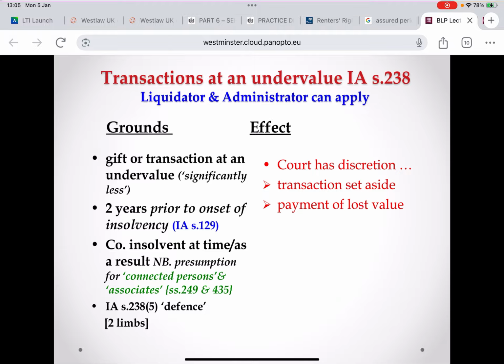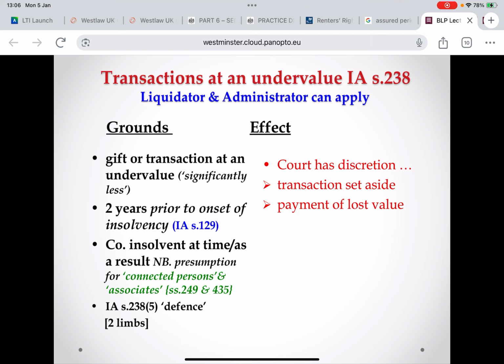That period of time for which we can go back and seek to undo such an arrangement is 2 years prior to the onset of insolvency. And note the reference there, everybody, to Section 129. Recall what I said to you before, that where a winding up order has been made against a company, you have to go back and ask yourself, what was the date of presentation of the winding up petition? Because for certain purposes, the commencement of the liquidation is backdated to the date of issue of the winding up petition in court. So you're talking about 2 years prior to the onset of insolvency, and in the liquidation context, that's 2 years prior to the date of presentation of the winding up petition at court, on which the winding up order was subsequently made.